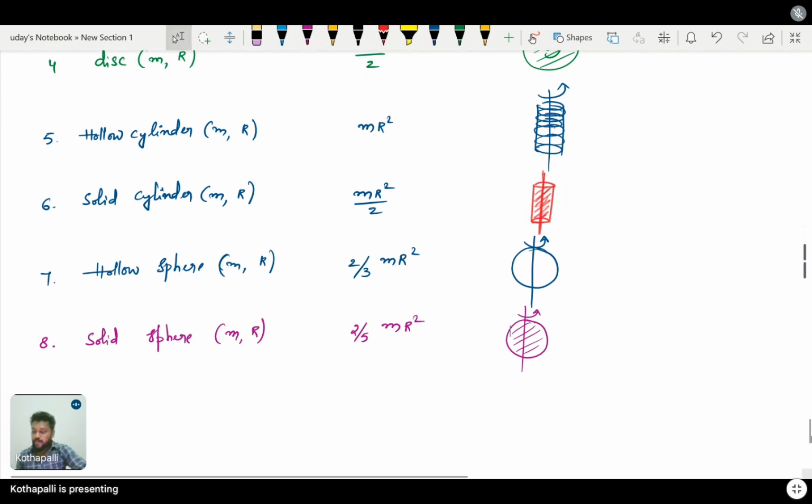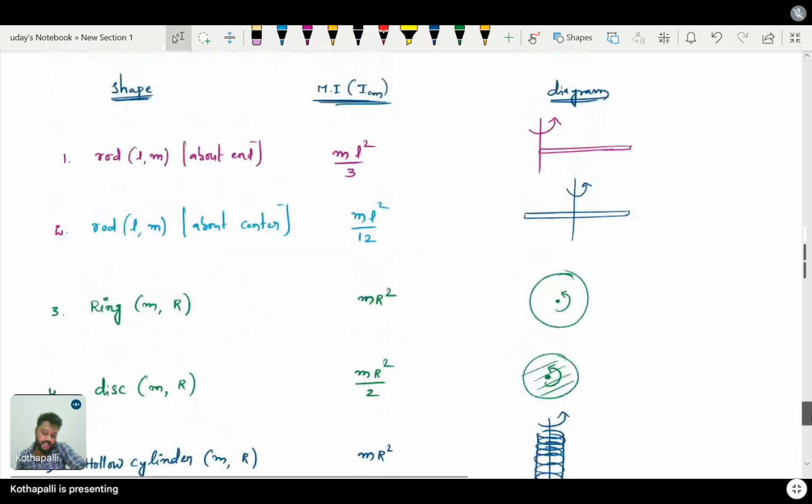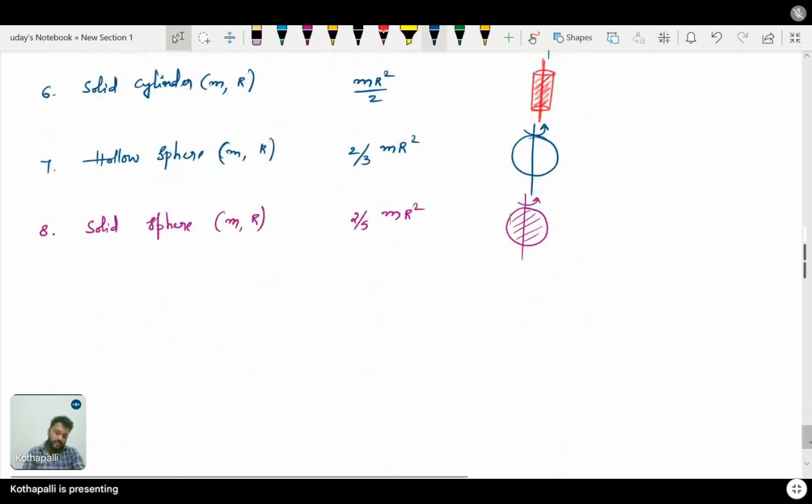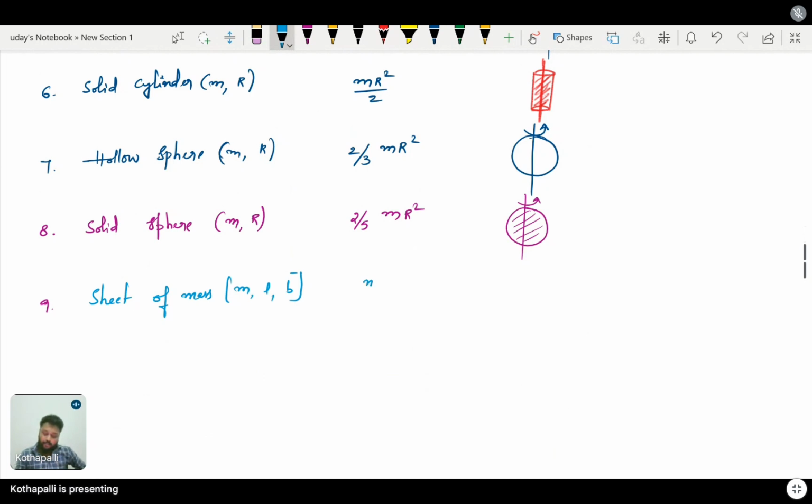Okay. Apart from this, one more case is there. Sheet of mass m, length L, breadth B. I'll tell you how it will be. It will be m by 12 of L square plus B square. Okay. It will be looking like this.